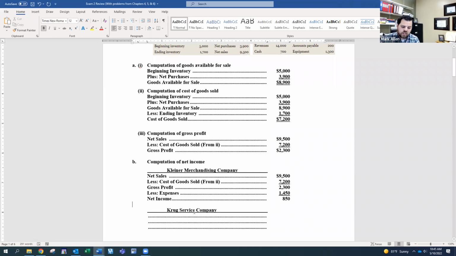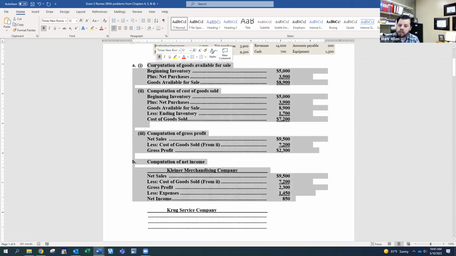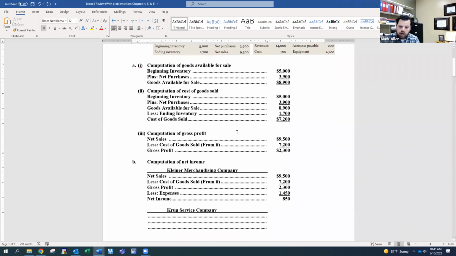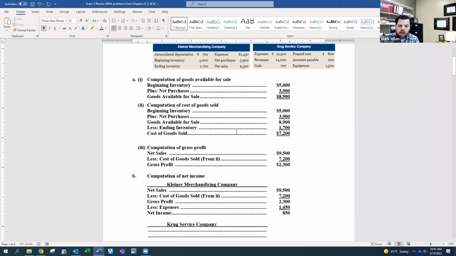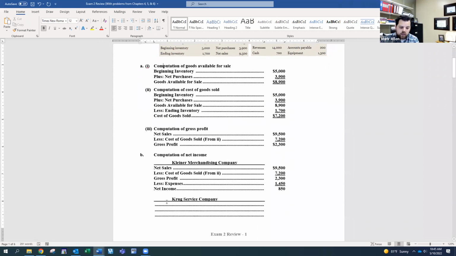Now, for our service company, this is a lot easier because look how much work this just took for the merchandiser. For the service company, I only need two things. I need my revenues and I need my expenses. And luckily, those two things were given to me exactly as such. So we've got revenues less expenses, and that'll give us net income. So our revenues, if we look back up, are $14,000.